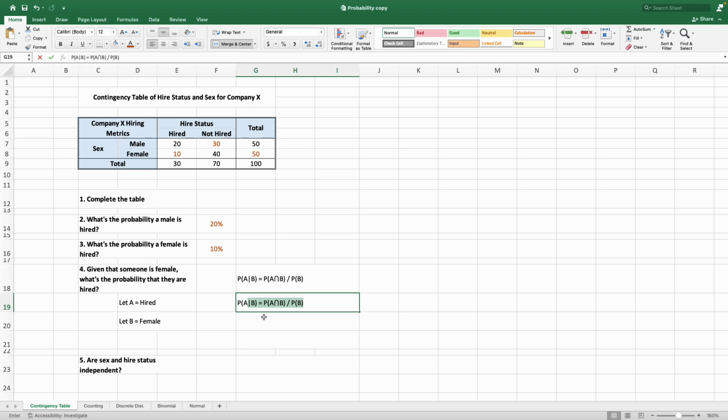The probability of A, in this case the probability of hired, would be 30 over 100. We've got 30 total hires out of 100 people, so this would be 30 over 100, which is 0.3. The probability of B, in this case the probability of female: there are 50 females out of 100 people, so this is 50 over 100, which is 0.5.